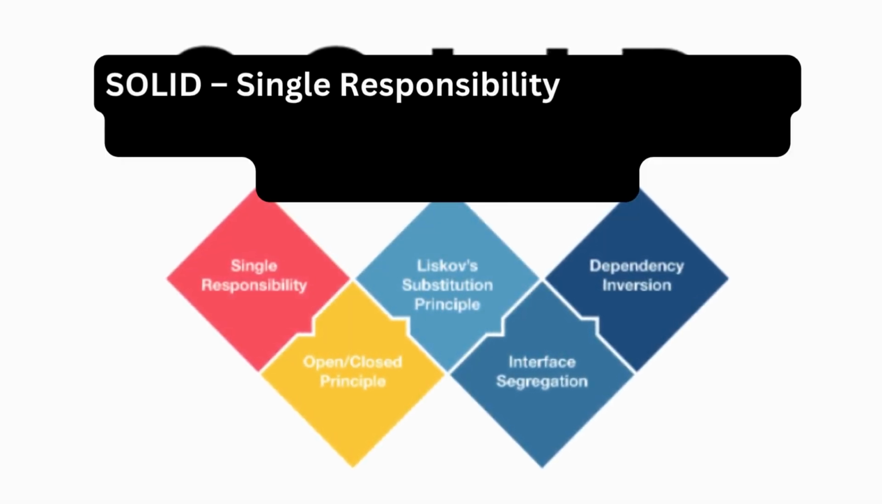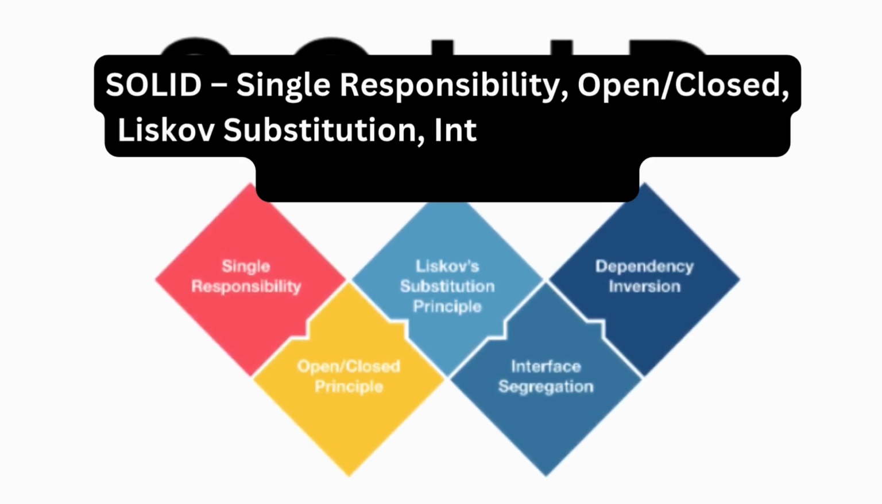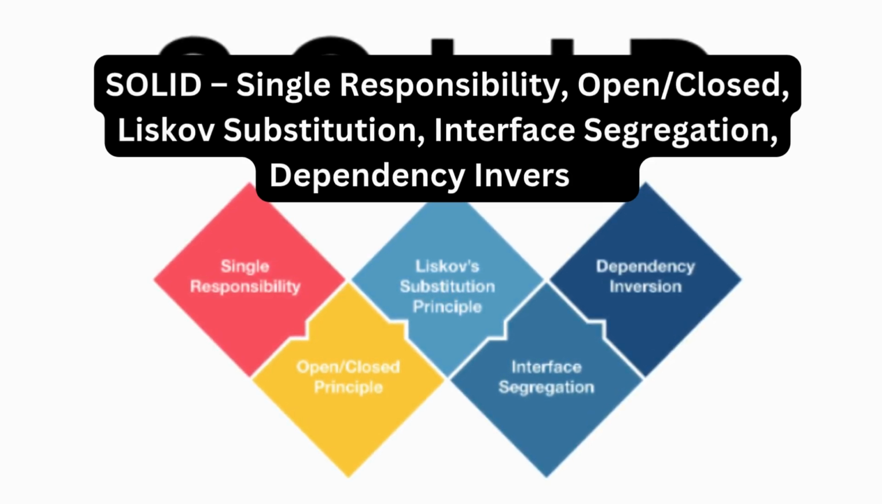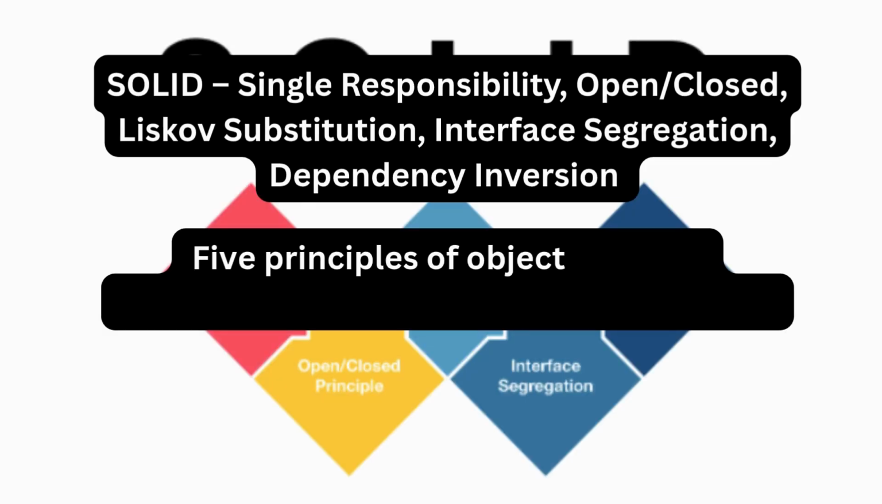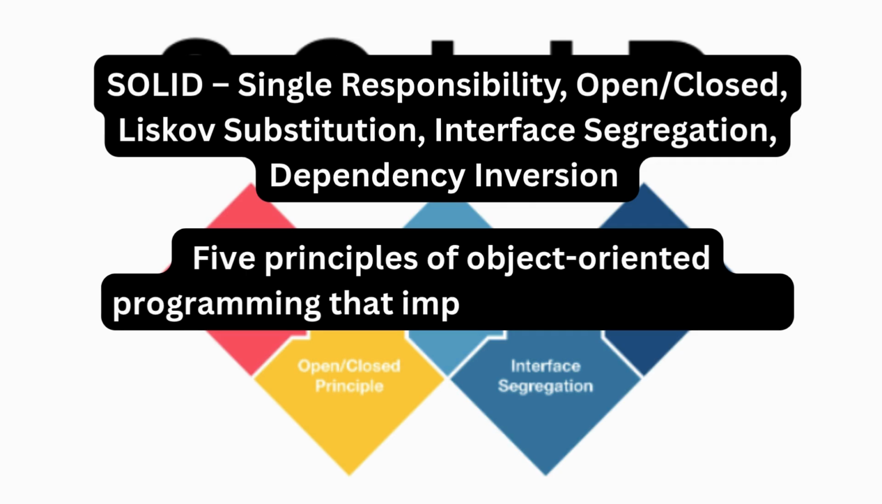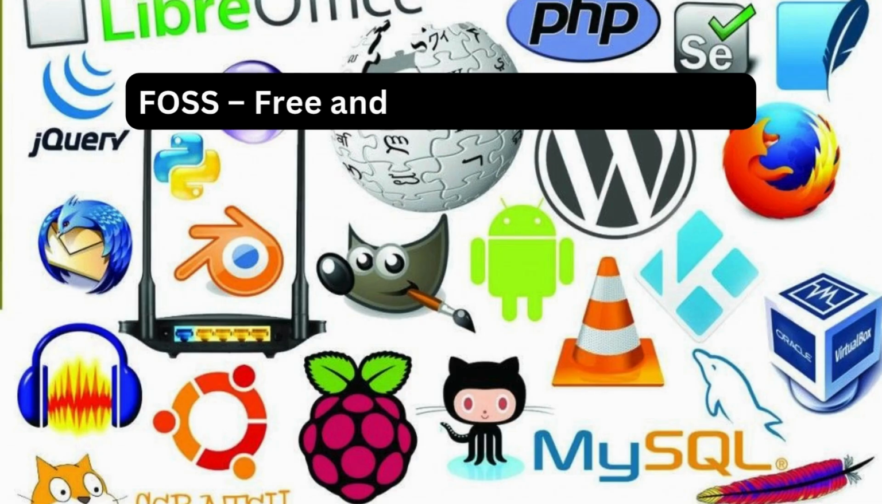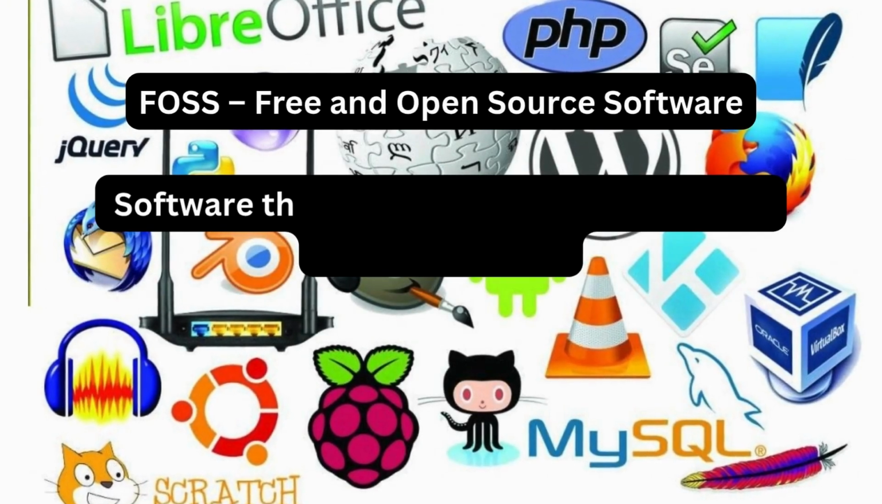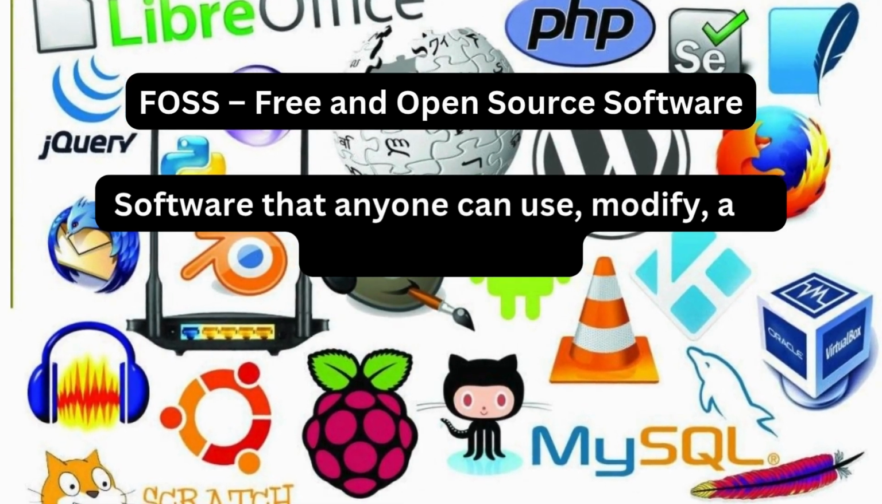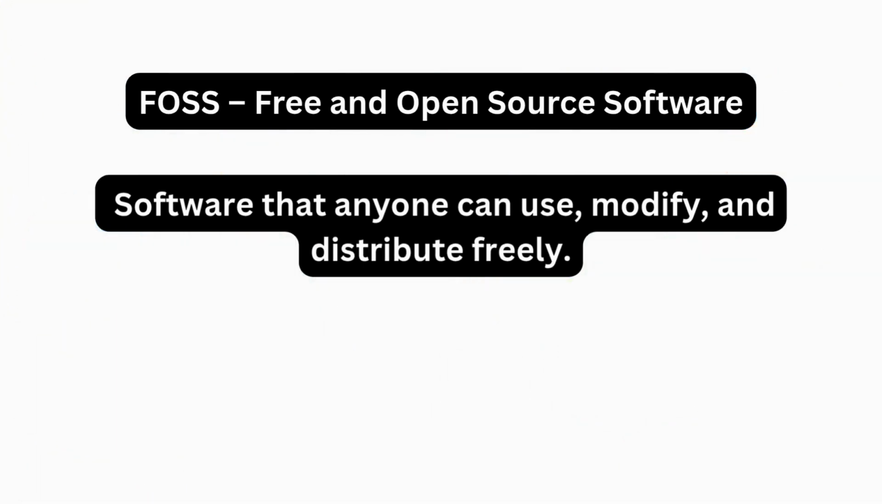SOLID, Single Responsibility, Open-Closed, Liskov Substitution, Interface Segregation, Dependency Inversion. 5 principles of object-oriented programming that improve maintainability. FOSS, Free and Open Source Software. Software that anyone can use, modify, and distribute freely.